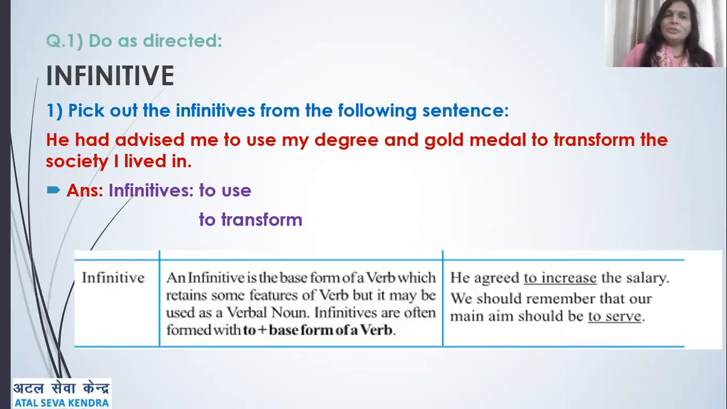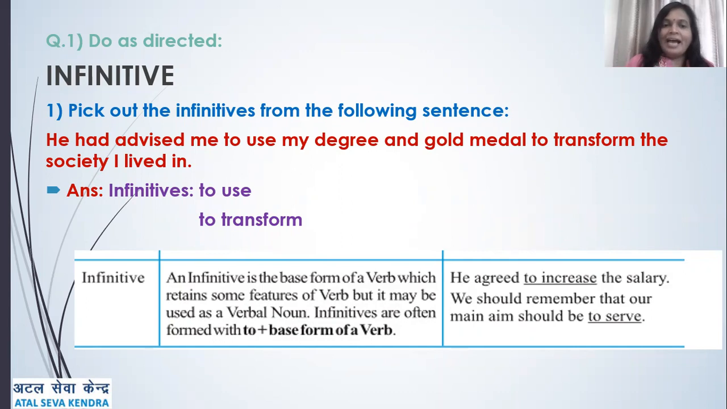Question number 1, do as directed. Infinitive. Pick out the infinitives from the following sentence. He had advised me to use my degree and gold medal to transform the society I lived in. Infinitives in the sentence given above are to use, to transform.